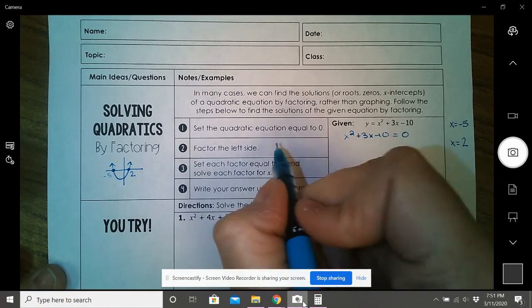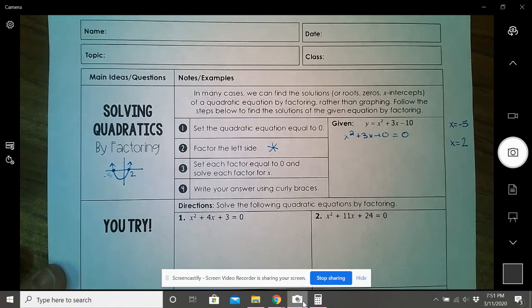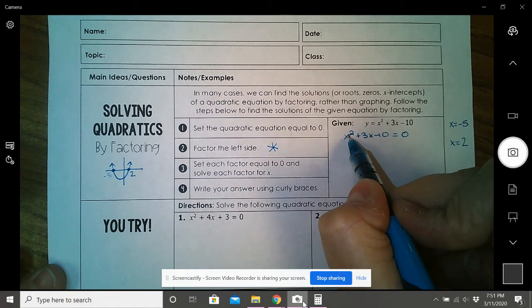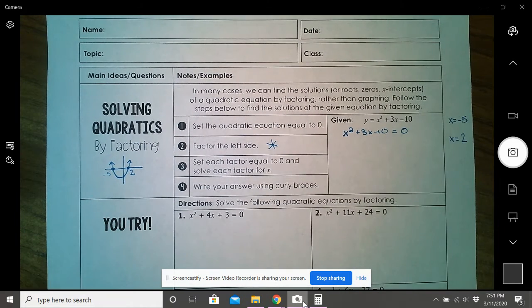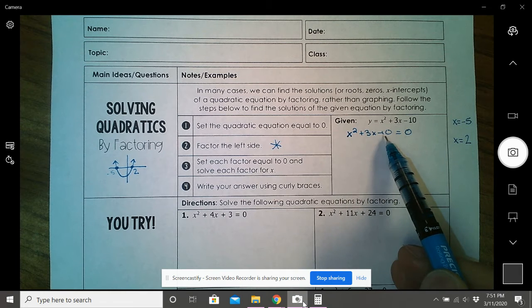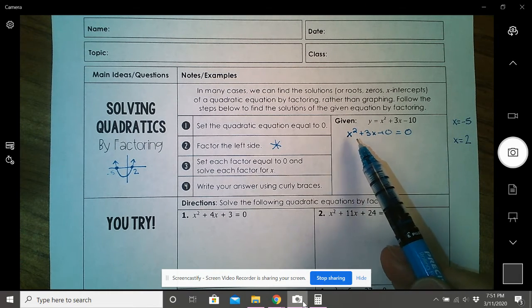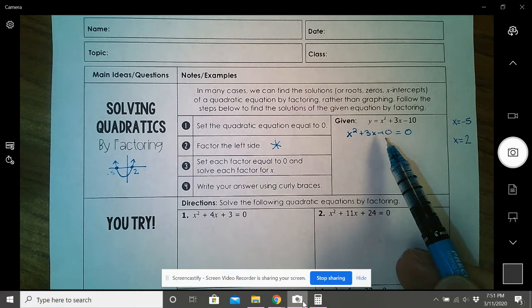Now, here's the key point right here. The whole reason we've been factoring is because we have to factor the left side of this equation. So I'm thinking through all of the ways that we've learned to factor. GCF factoring was the first way, so that's what I'm going to check first. Is there something I can divide through 1, 3, and negative 10? The answer is no. There's no GCF. There's no number that divides into all three of those terms.